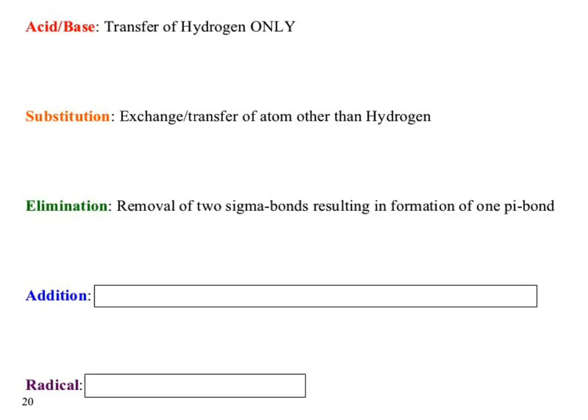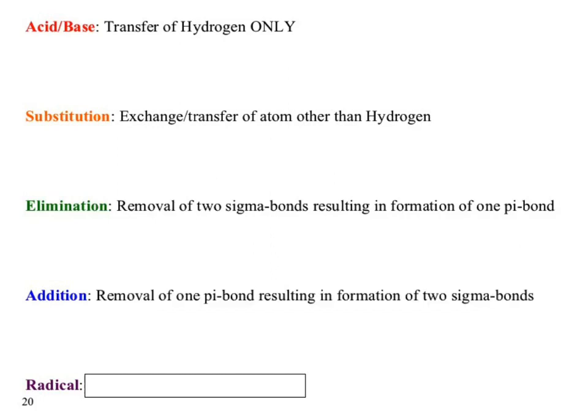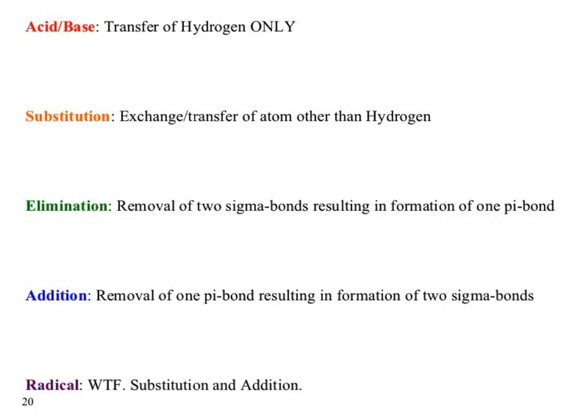First one, it's the opposite of an elimination. So that's the easiest. The more in-depth answer would be the loss of a pi bond, resulting in the formation of 2 new sigma bonds. And then our radical ones, you can tell how much I like them, do just weird stuff. So that's our single electrons.